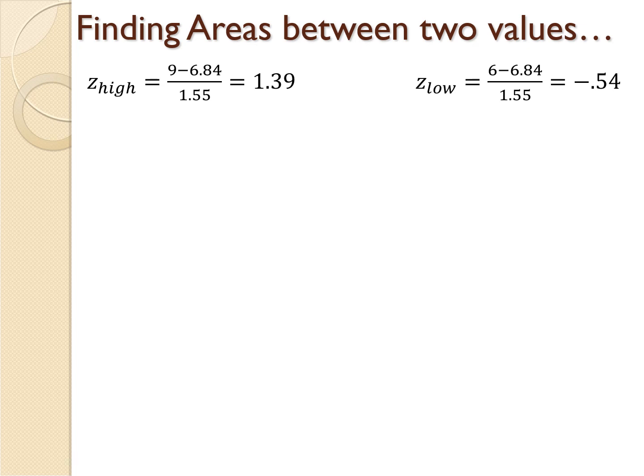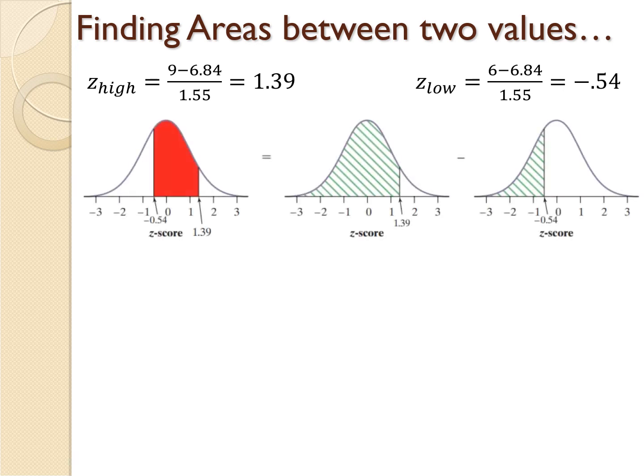Now, once we have those z-scores, the calculation is fairly straightforward. We're trying to find the proportion of students that score between a 6 and a 9. We found those 2 z-scores, which really means we're looking for the area that's in between a z-score of negative 0.54 and 1.39. So the way we're going to get this section, it's not going all the way to the end over here. It's not going all the way to the right. It's just in between those 2.